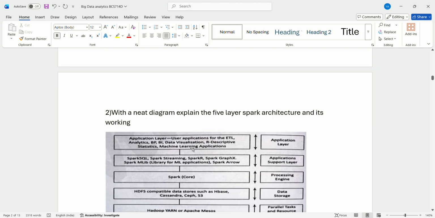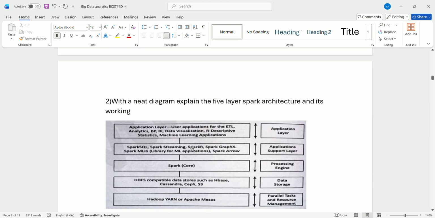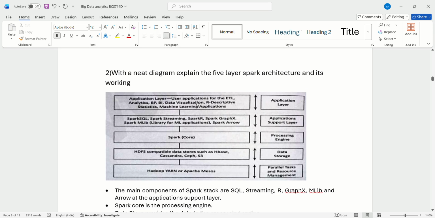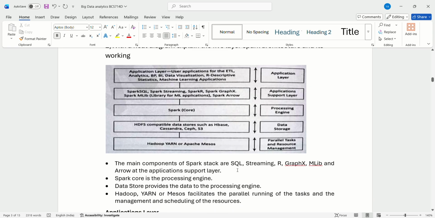Moving on to the next question. With a neat diagram, explain the 5-layer Spark architecture and its working. So this is the 5-layer. First one is the application layer. Next is the application support layer, processing engine, data storage, and parallel task and resource management layer. So these are the major 5 layers.